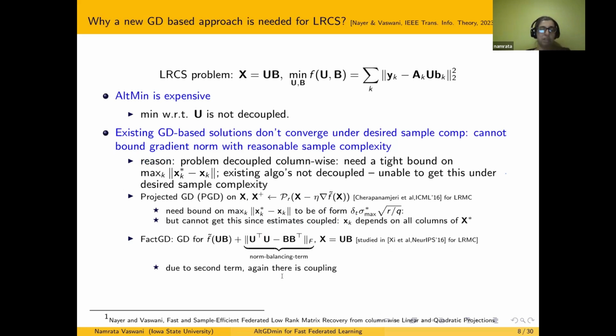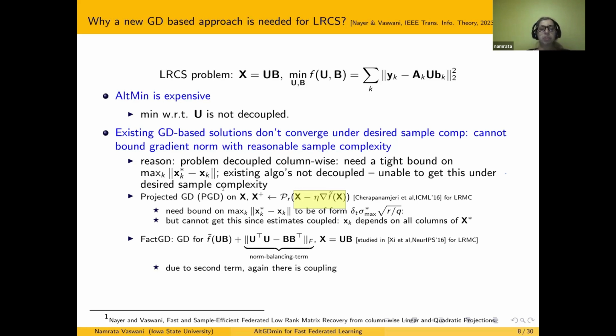coupling in the solution. The second type of gradient descent algorithm studied for low rank recovery problems is projected gradient descent, which means you do gradient descent over the entire matrix X. First of all, this is extremely slow and communication inefficient. But the second problem is, even if we don't care about complexity, it's hard to analyze because I'm not getting a tight column-wise bound on xk minus x star k, right?